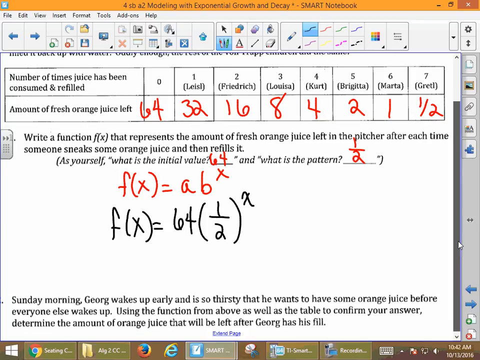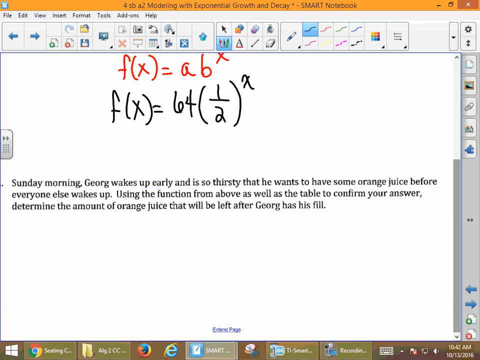So then, let's look at this next part. Sunday morning, George wakes up early and is so thirsty that he wants to have some orange juice before everyone else wakes up. Well, using the function from above as well as the table to confirm your answer, determine the amount of orange juice that will be left after George has his fill. Well, if we look here at our table, George is going to be number 8. So when we fill this in, this is going to be 64 times 1/2 to the 8.